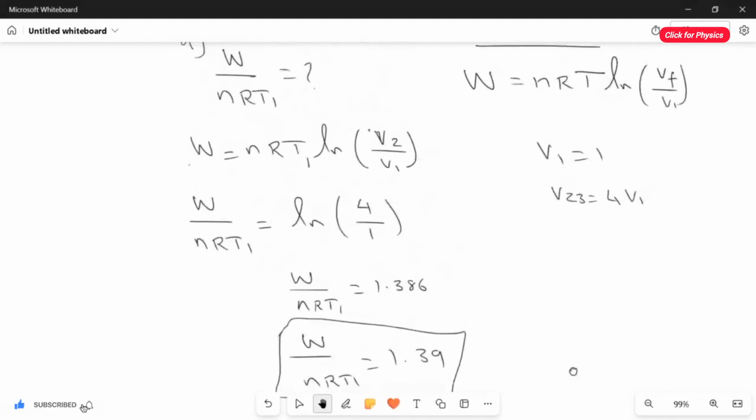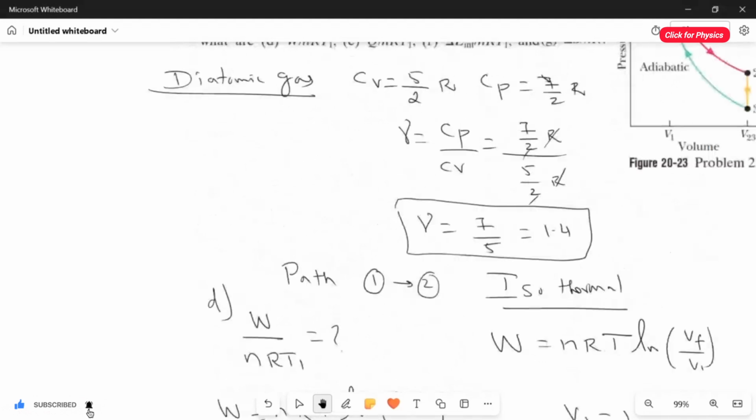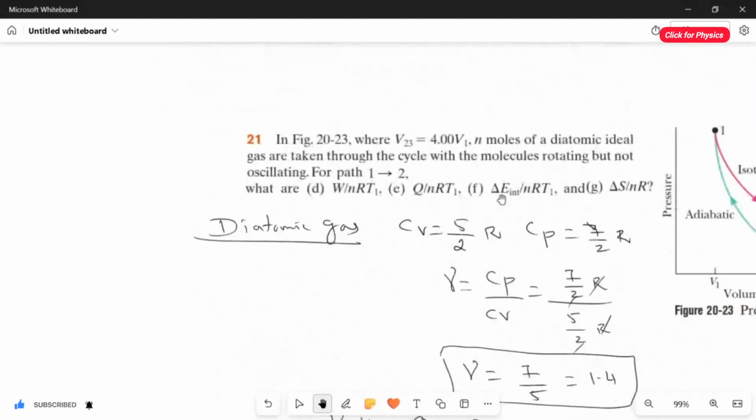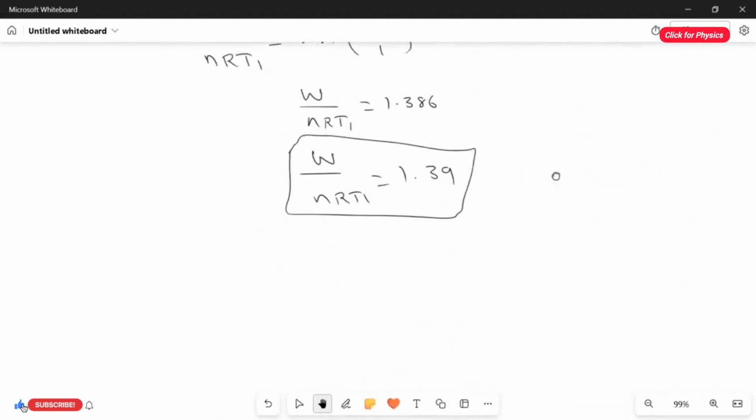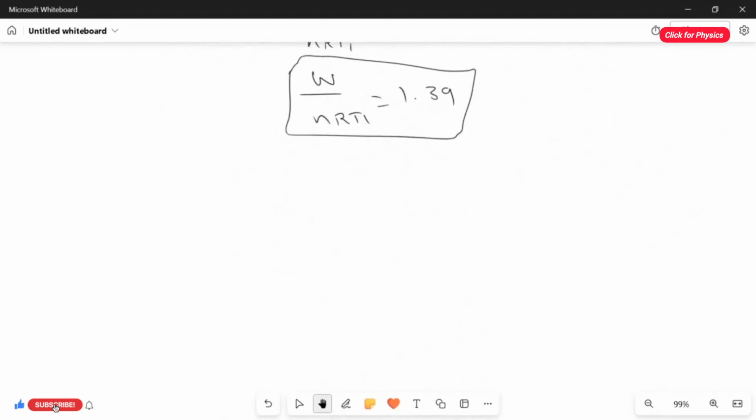Now we have to go for part E. What is E? I have to see. In part E, we are going to find Q over N R T1. So I have to write the question first. In part E, we are going to find Q over N R T1. And again, we have to consider the path 1 to 2.